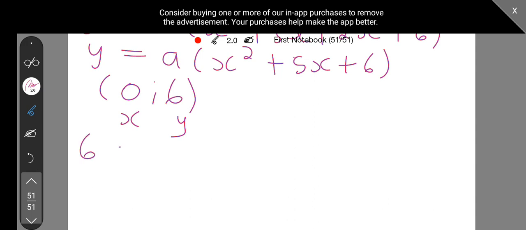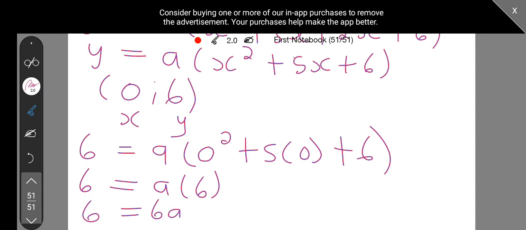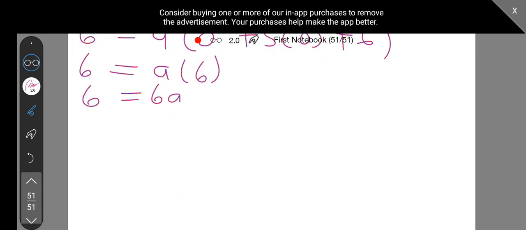So we're going to say that 6 is equal to a multiplied by (0 squared plus 5 times 0 plus 6). The bracket is like this. That gives us 6, so we have 6 is equal to 6a. So we're going to divide both sides by 6. 6 cancels 6, and then our a is equal to 1.